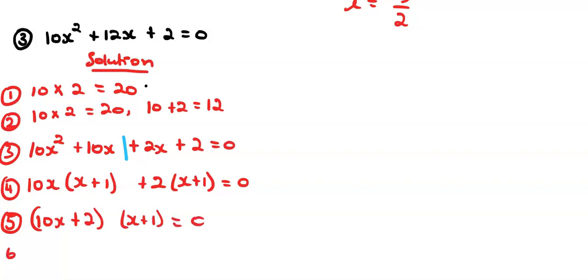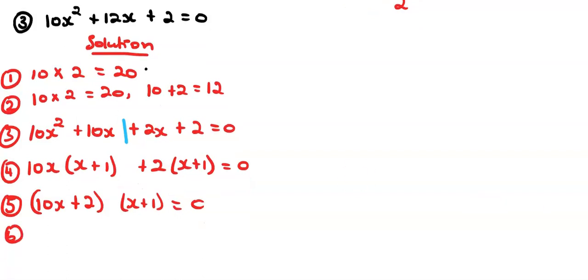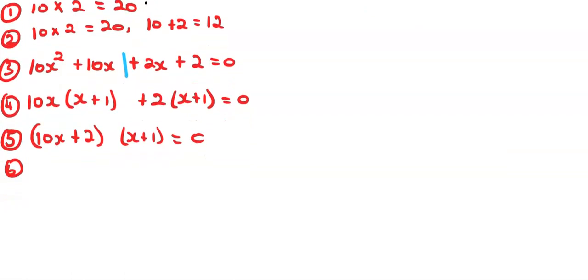Step number 6, guys, we are going to put the binomials equal to 0. So that's 10x plus 2 equals 0, and x plus 1 equals 0. Let's go ahead and solve the 10x plus 2 equals 0 first. It's actually a linear equation now.